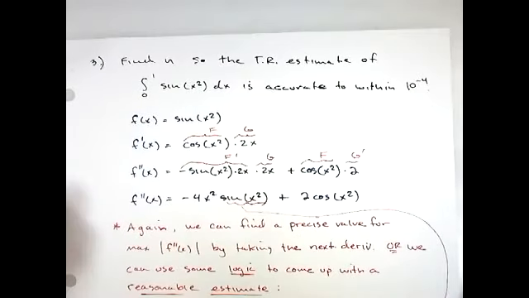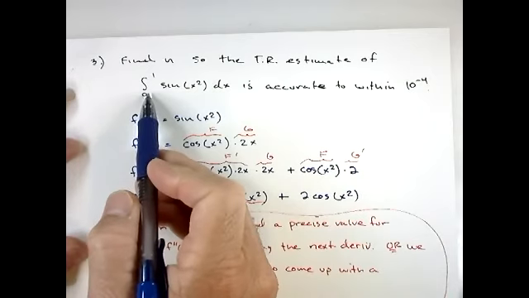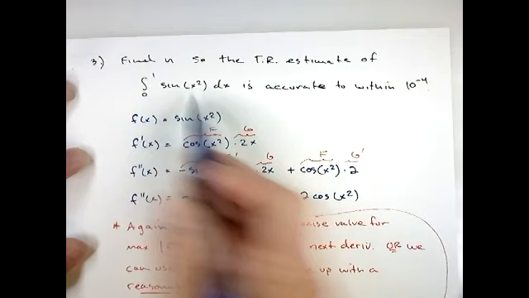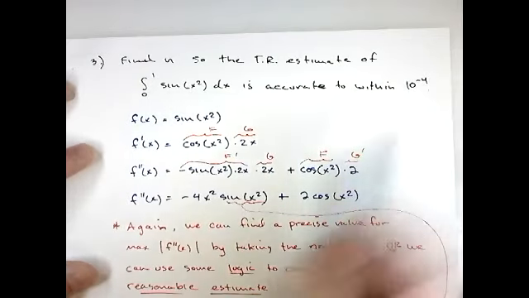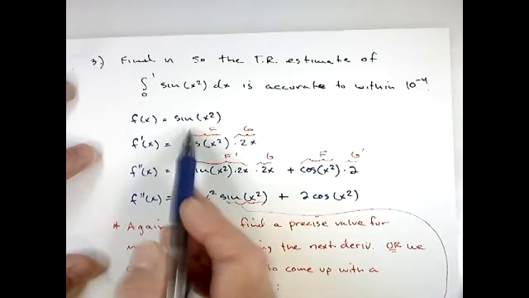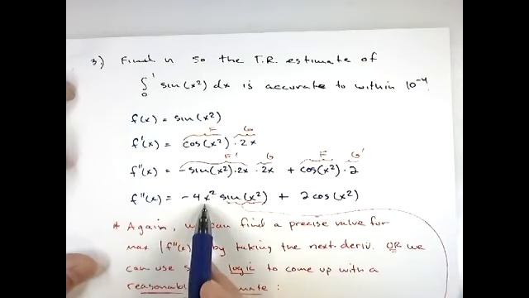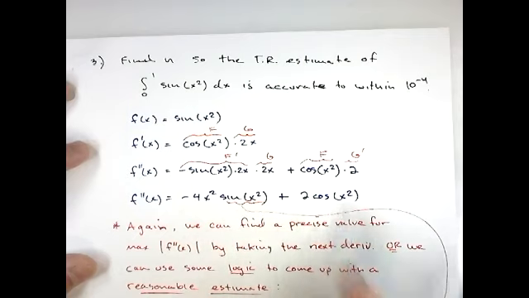I want to show you one other idea of estimating for this integral. Let's stick with the trapezoid rule. Say I want to estimate the integral from 0 to 1 of sine of x squared to within 10 to the -4th. So the error is bounded by the second derivative. Okay, you got to do a chain rule and then a product rule. I simplified my second derivative to -4x squared sine x squared plus 2 cosine of x squared.